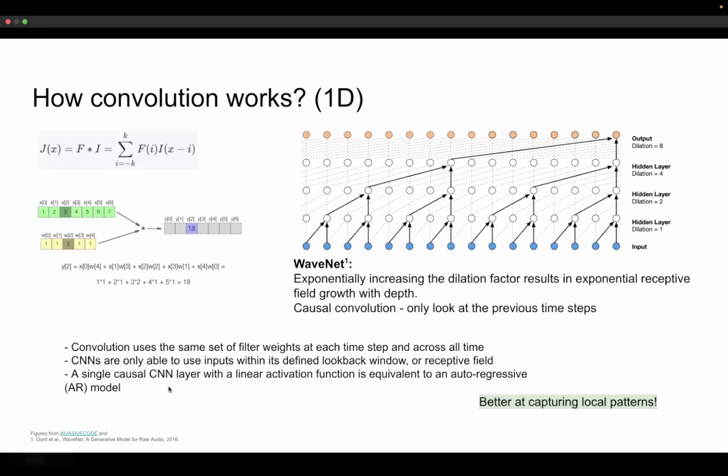Another maybe a disadvantage of convolutional neural networks is that how many time steps your model can look at is limited by the receptive field. For example, in this figure, if we are at the fourth layer, maybe we can only attend up to the first node here. We cannot look further back, or otherwise we must have more layers in our neural network.